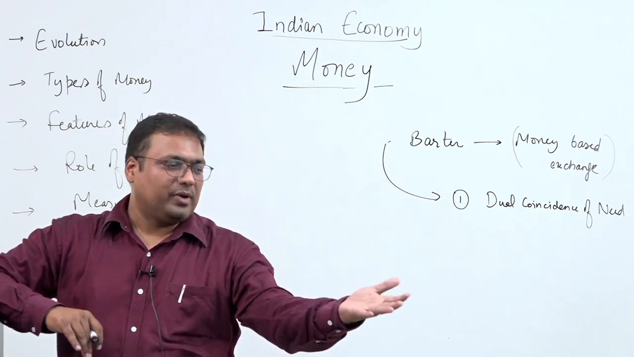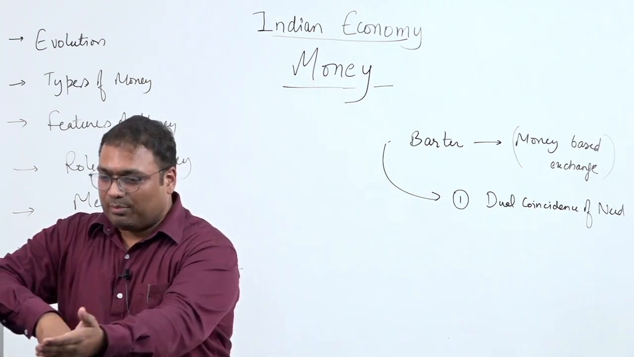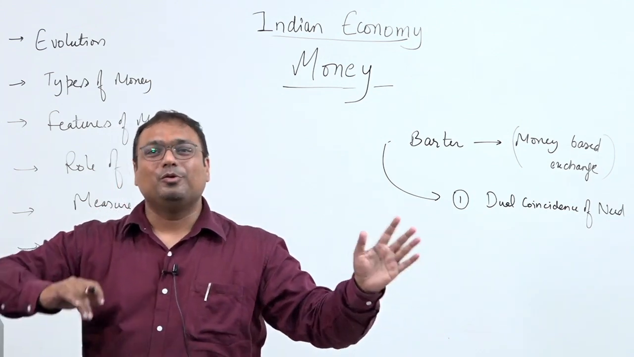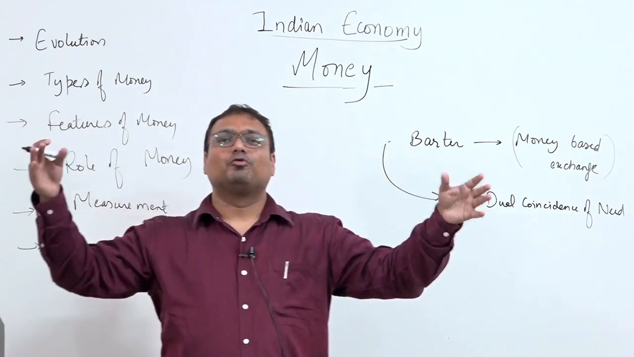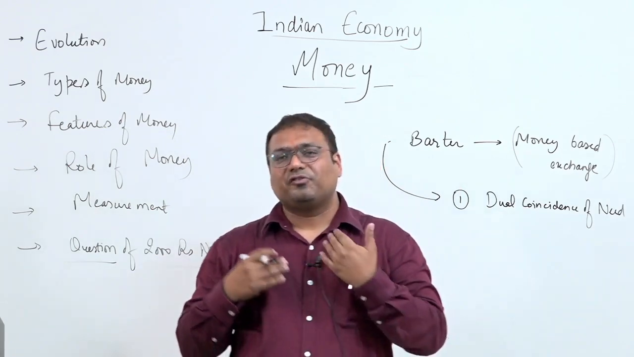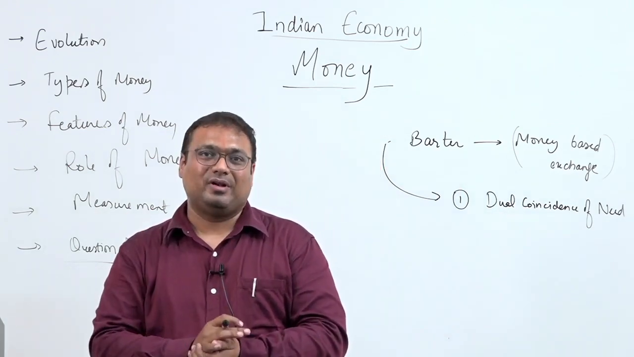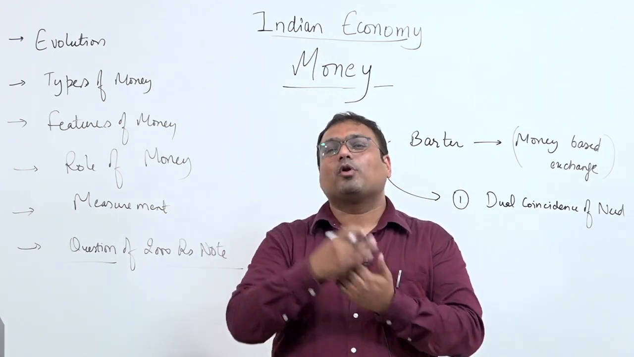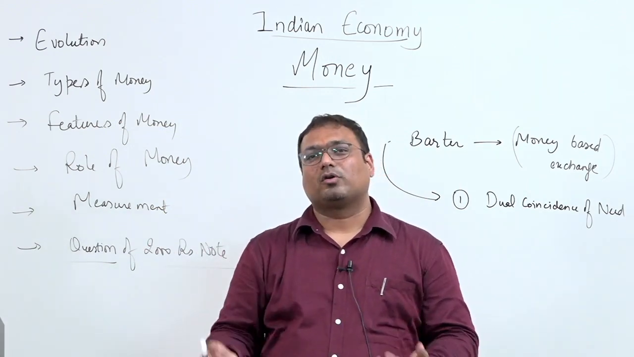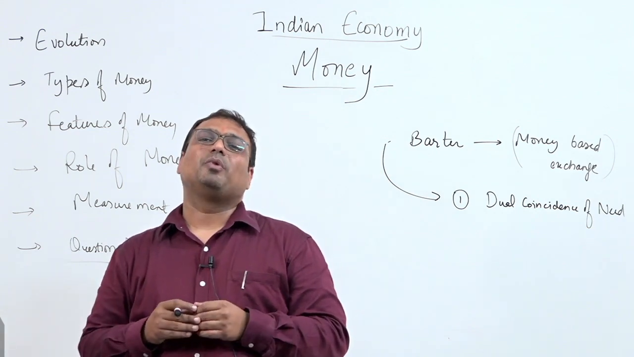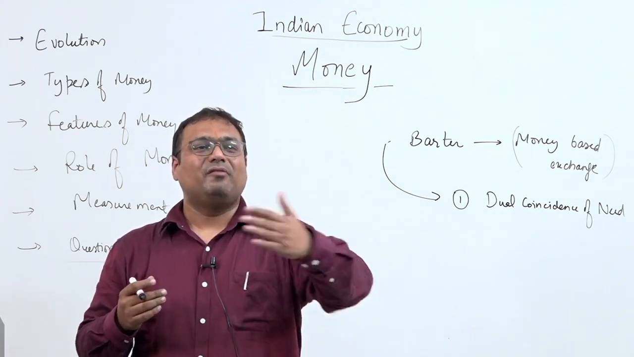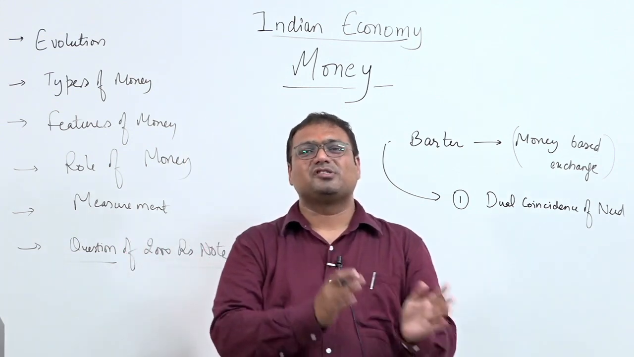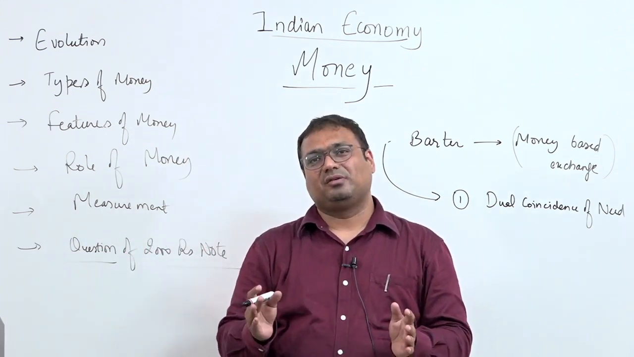So somebody might bring wheat, somebody might bring a goat, somebody might bring a coat. Whatever your families produce, you will bring those products. Traditionally, that is how trade used to happen: exchanging product for product, or service for a product, or service for service. That is how people used to trade. I will do this for you, you will do this for me. Even today it happens to some extent, but largely we do money-based exchange.